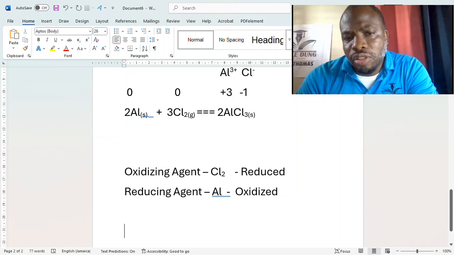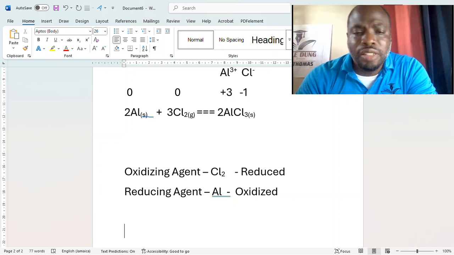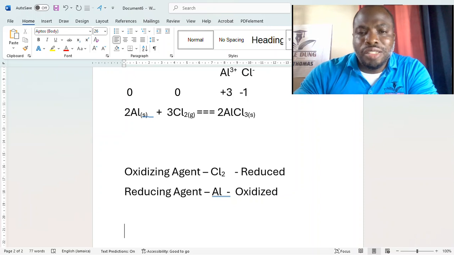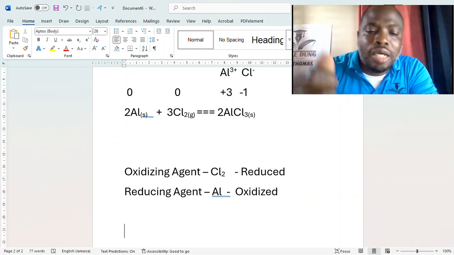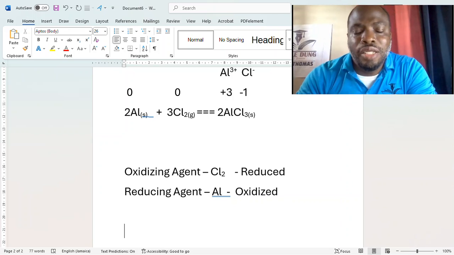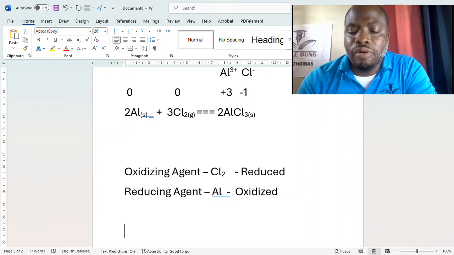So we have done two rules that will help us to assign oxidation number. Once you can master assigning the oxidation number, any equation you get, you just need to fill out the oxidation numbers and track the electron, or track the oxidation. Is the state going up or going down? Then you can determine who is reduced, who is oxidized, who is the oxidizing agent, who is the reducing agent. So let's look at two other rules.